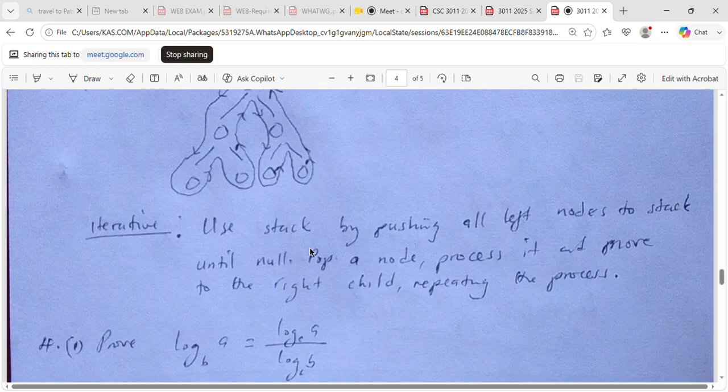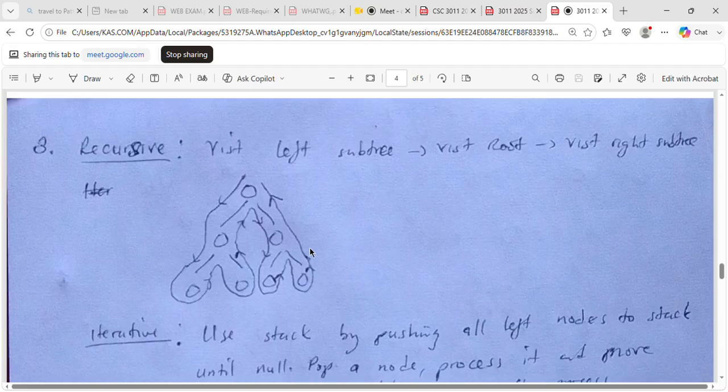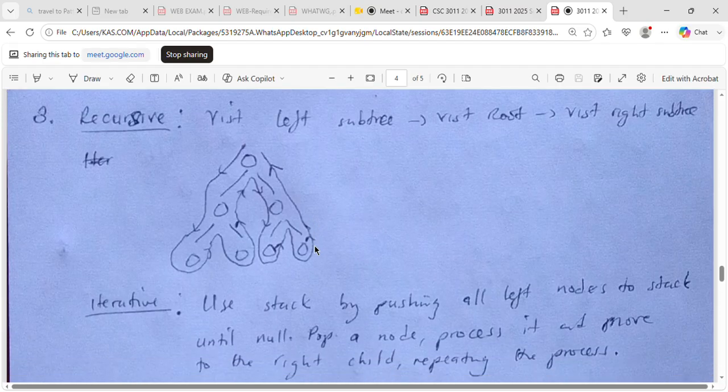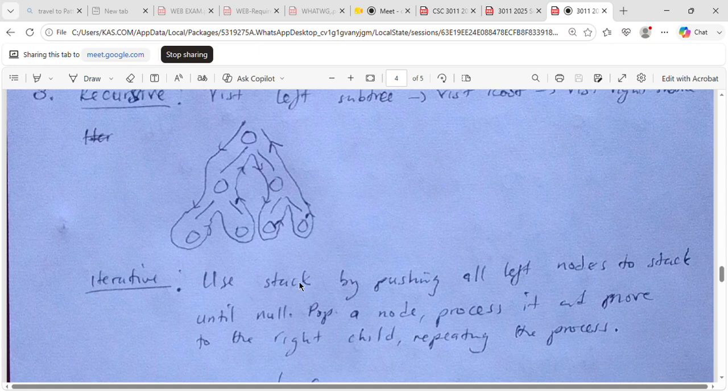Okay, so iteratively, it is basically the concept of a stack. So you use a stack by pushing all the left children first until you don't have anything left. Then you pop those nodes one by one. The process just repeats itself on the right.